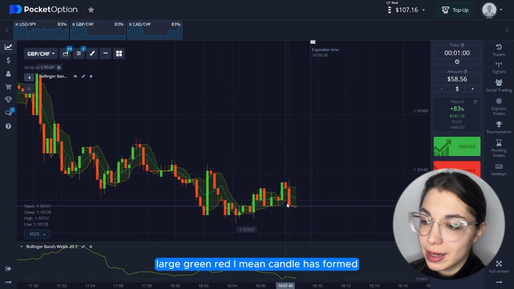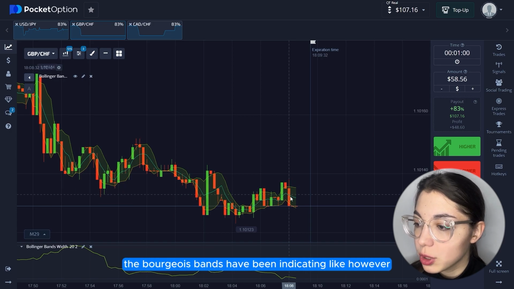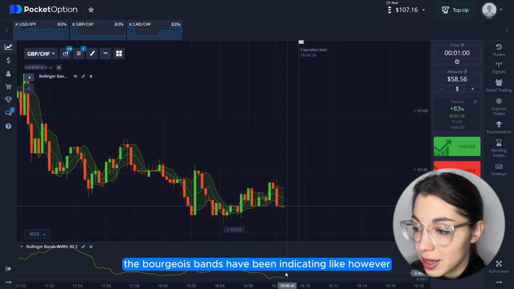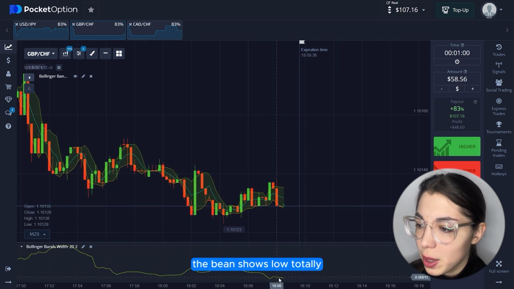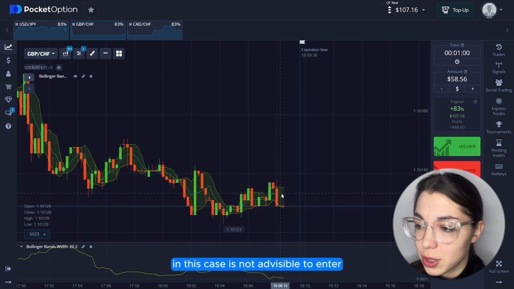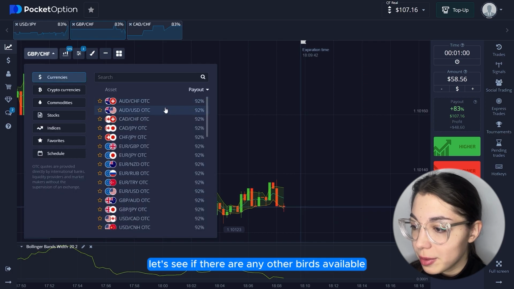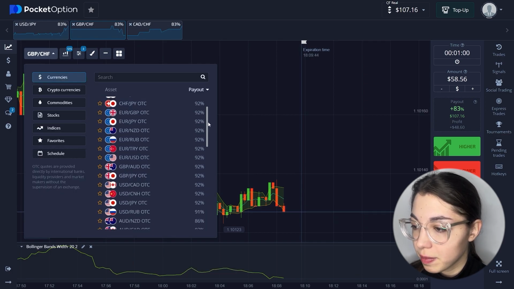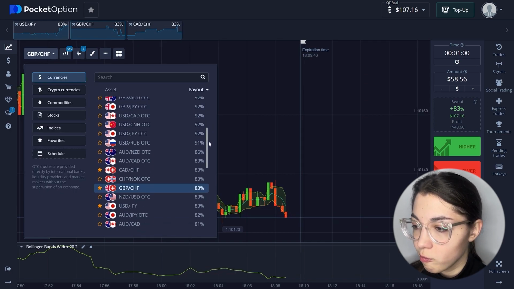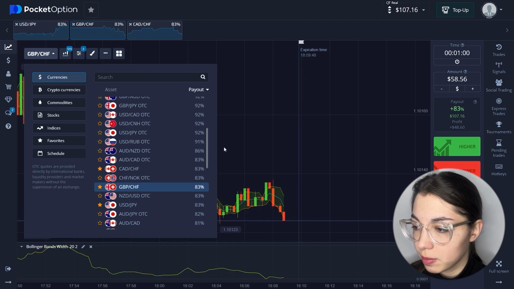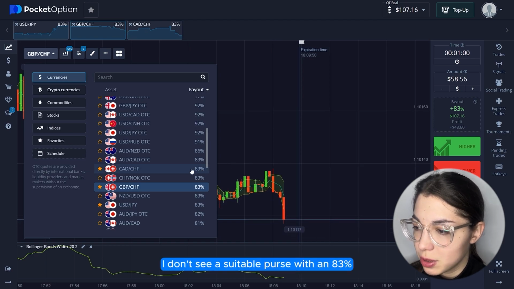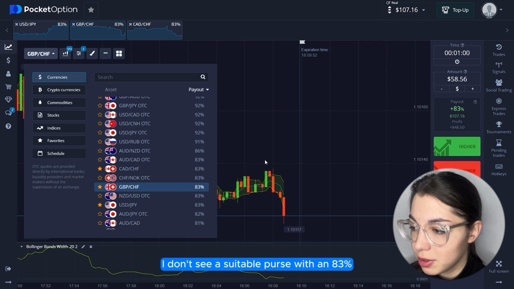A large red candle has formed. The Bollinger Bands have been indicating a signal, however, the BB width shows low volatility. In this case, it's not advisable to enter. Let's see if there are any other pairs available. I don't see suitable pairs with an 83% payout.